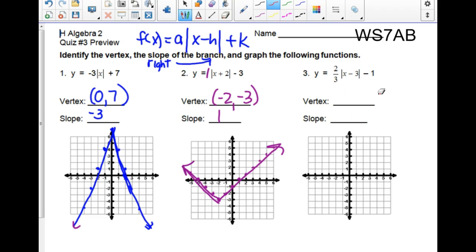Okay, number 3, you've got a vertex at (3, -1). A slope of 2/3 for the right branch. So you go to (3, -1). From there up 2, right 3. Can't make any more of those. And up 2, left 3. And that I can do a few more points.